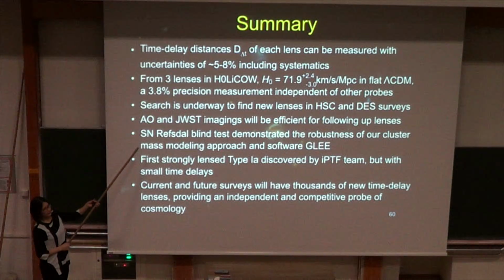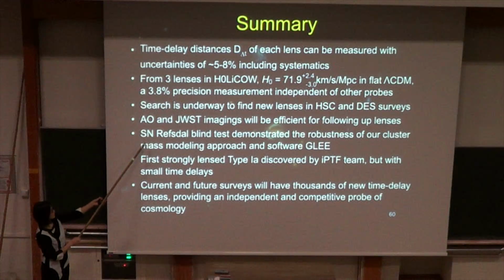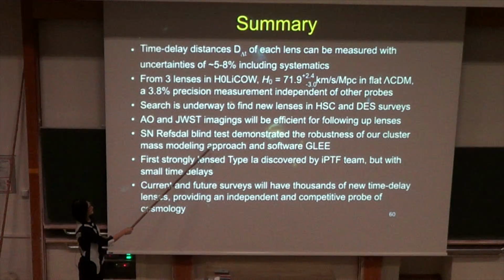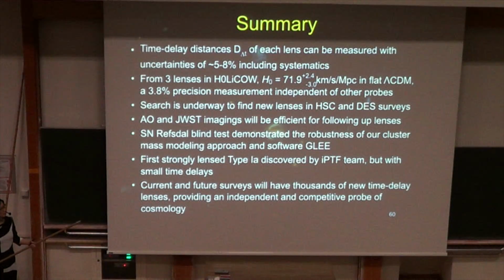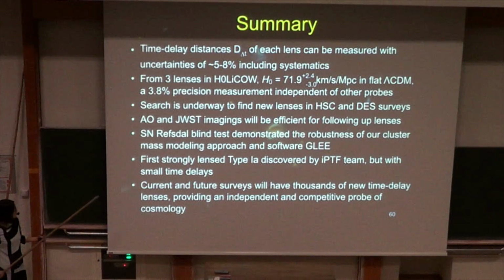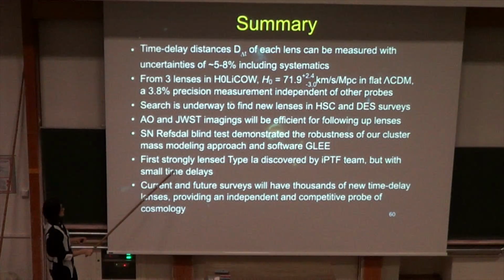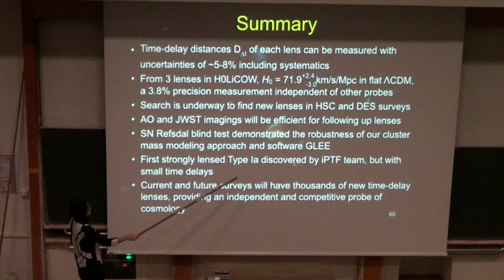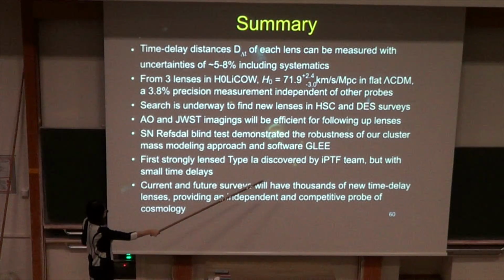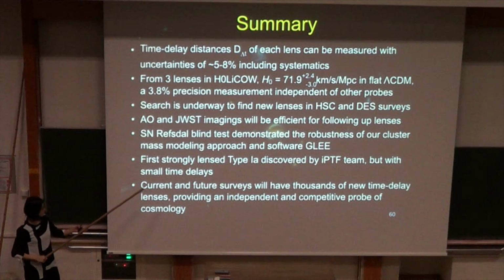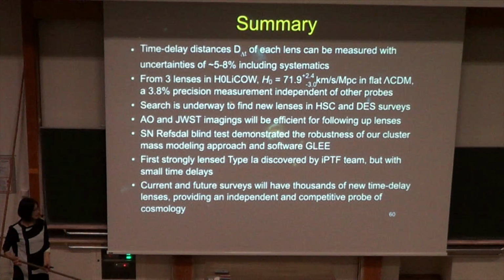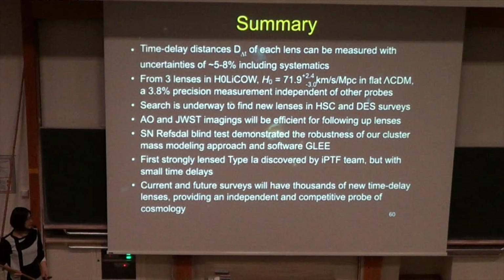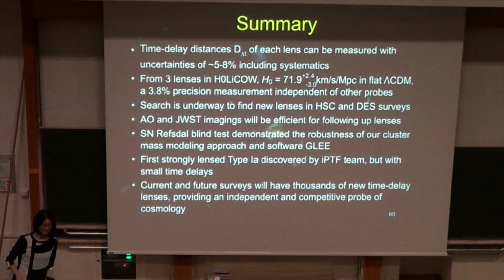The first strong lens supernova, which was called Supernova Refsdal, was a blind test that demonstrated the robustness of our cluster mass modeling approach in our software Lenstool. The first strongly lensed type Ia supernova was discovered by the iPTF team, but the delays are very small. Current and future surveys will have thousands of new time delay lenses, providing an independent and competitive probe of cosmology. Thank you.